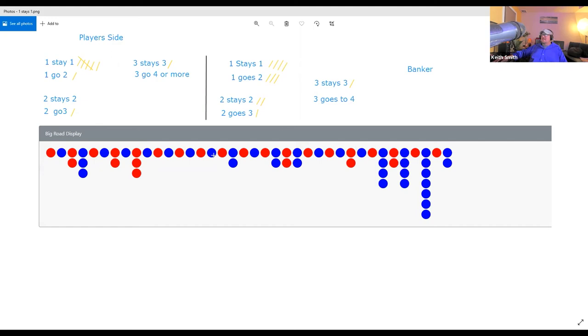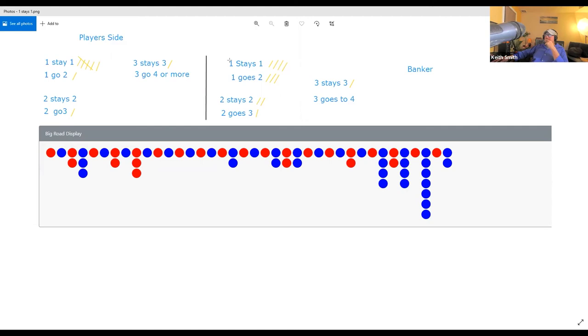Are you making a bet yet? Well, yeah. I had been making a bet a while ago. The idea is if you see a couple in a row, one stays one, one goes to two, two stays two, two goes to three, stays three, or three goes to three or more. If you see a couple of those in a row, you're going to want to probably make a bet.